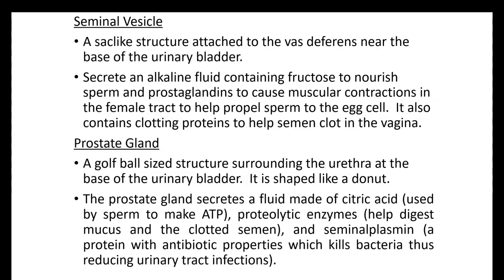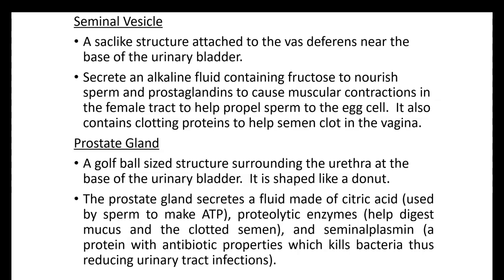Now, seminal vesicles. These are going to be a sac-like structure that's attached to the vas deferens near the base of the urinary bladder. These are going to secrete an alkaline fluid containing fructose. That fructose is very important because it's going to nourish the sperm. It also has prostaglandins, and that's going to cause muscular contractions in the female tract. What that does is, when it reacts with the muscles in the female reproductive tract, it helps propel the sperm towards the egg. It also contains a lot of clotting proteins, which help the semen clot in the vagina. So that's very important as well.